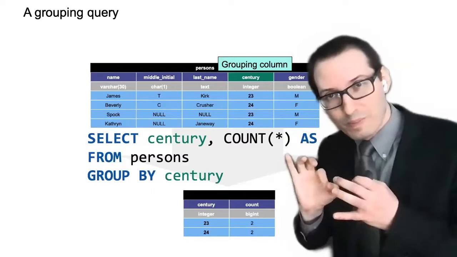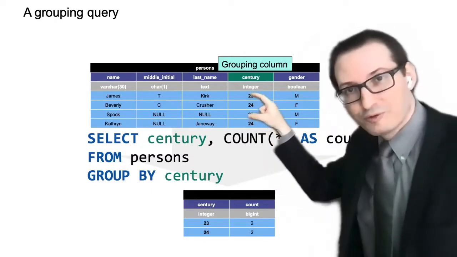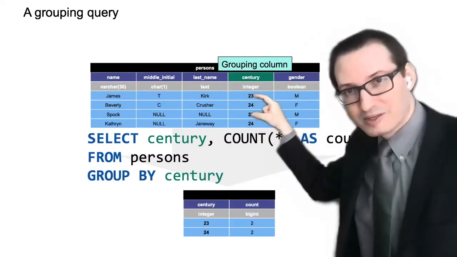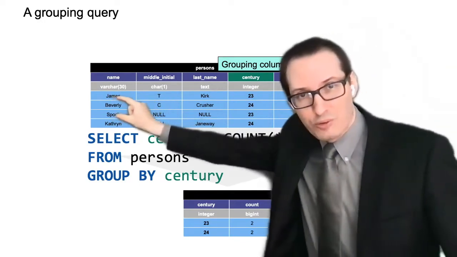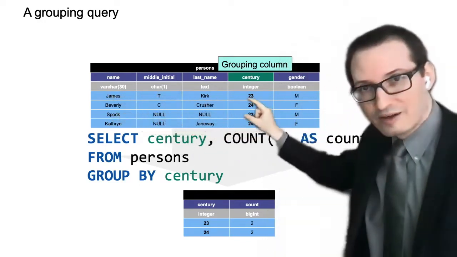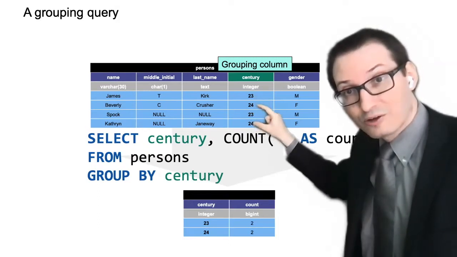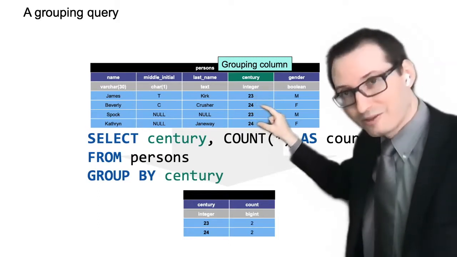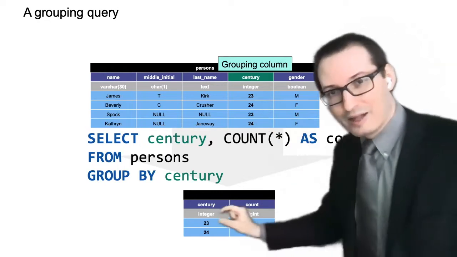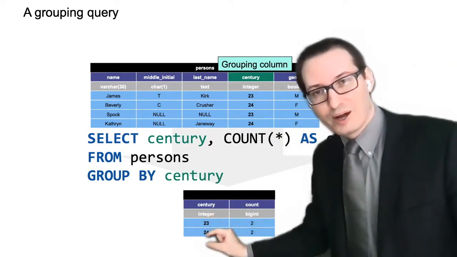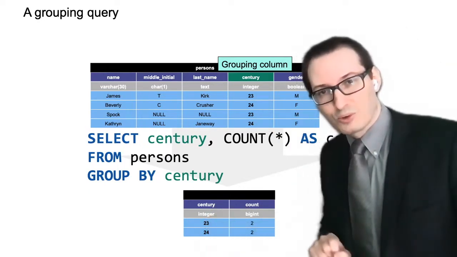When we group, what we mean is that whenever we have the same values in there, 23, for example, these two records, the first and the third row, they have the same value here, so they are grouped together. And these two, the second one and the fourth one, they are grouped together as well, right? And for each group, we are going to have one row in the output, 23 and 24.